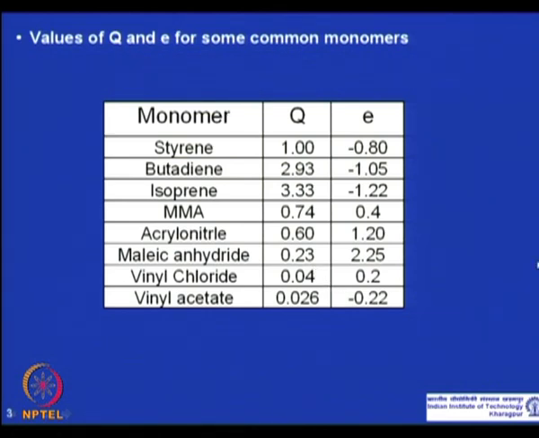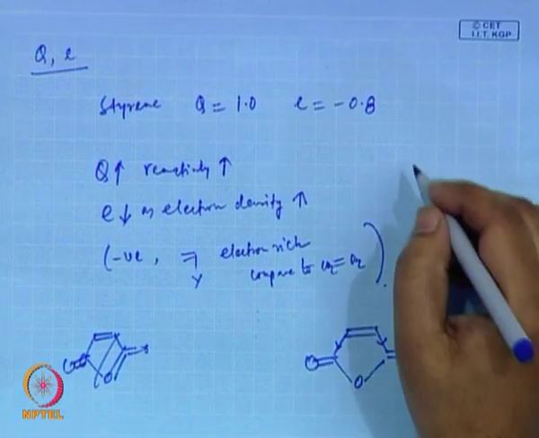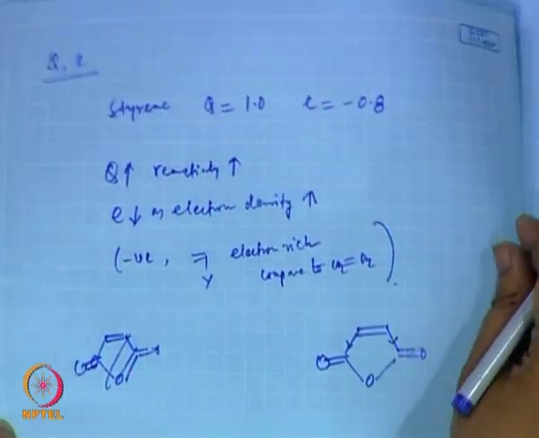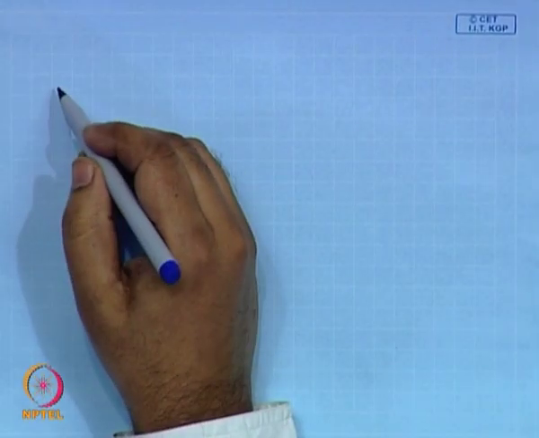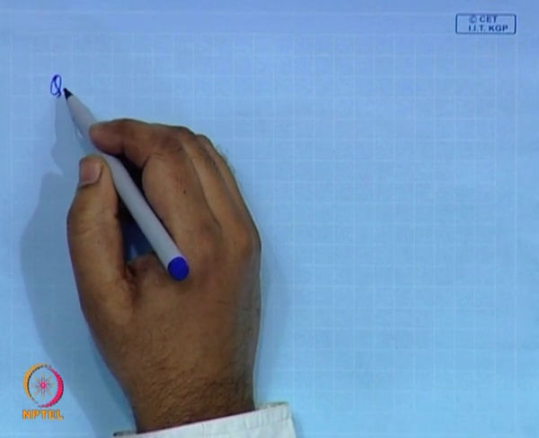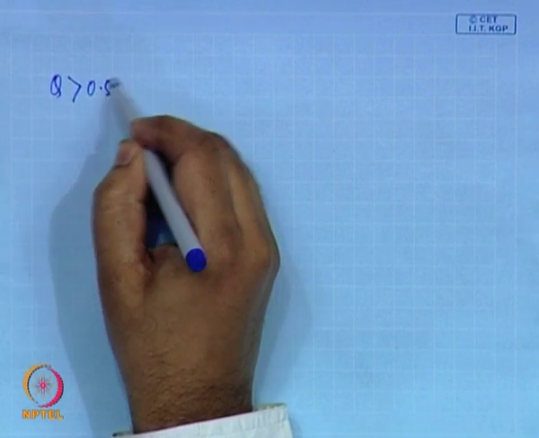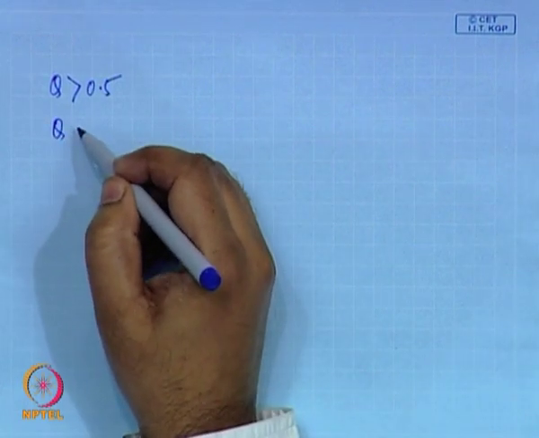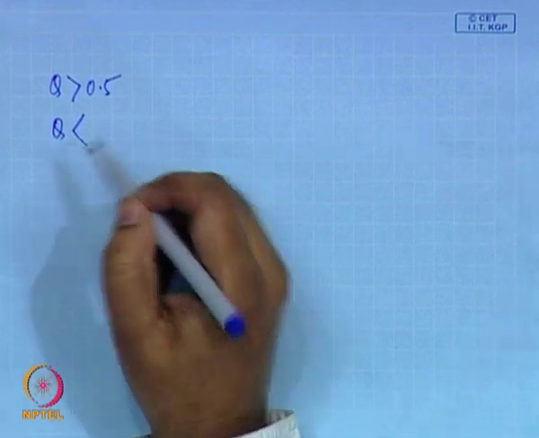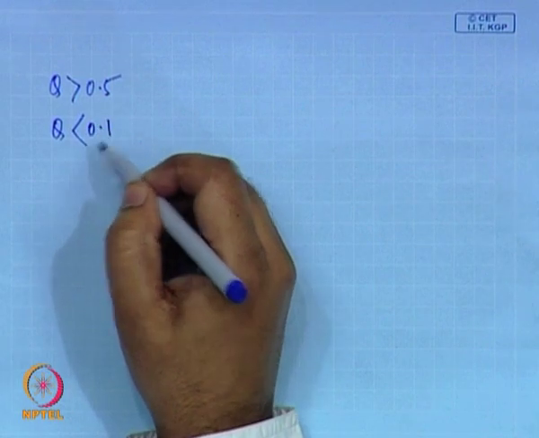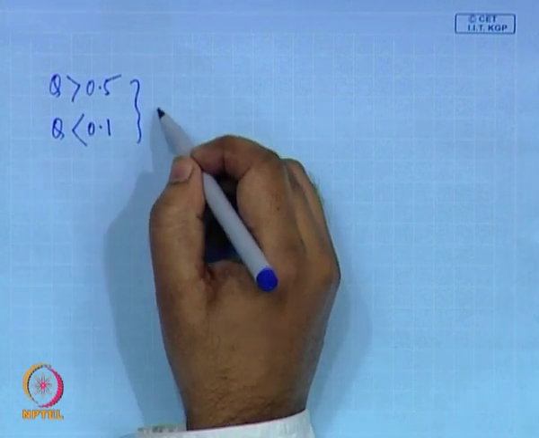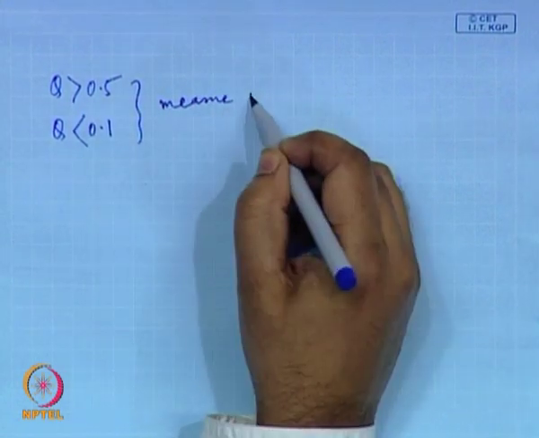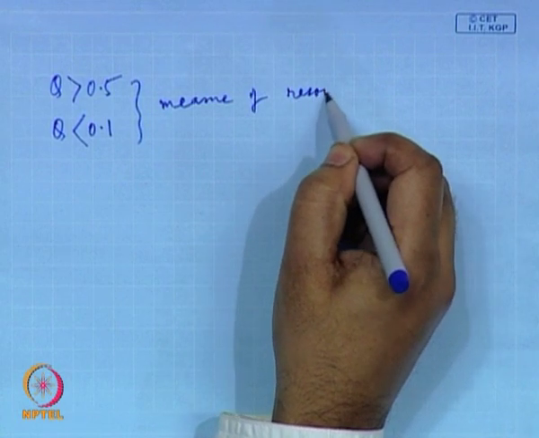So in general we can write that if your monomer can stabilize the propagating radical by resonance, the reactivity is high, then Q would be greater than 5. If they cannot stabilize by resonance, then Q would be lower. So basically Q is a measure of resonance stabilization.